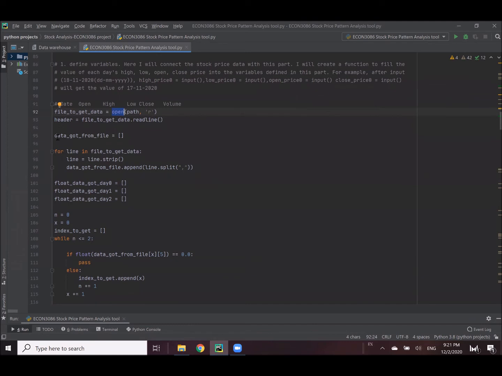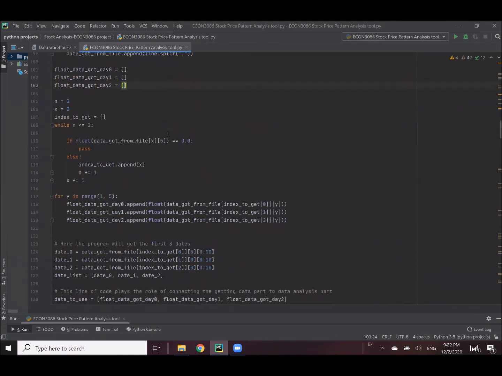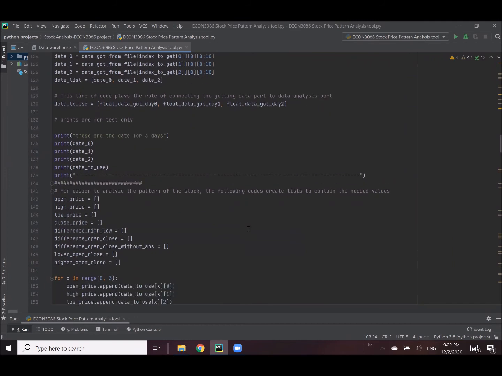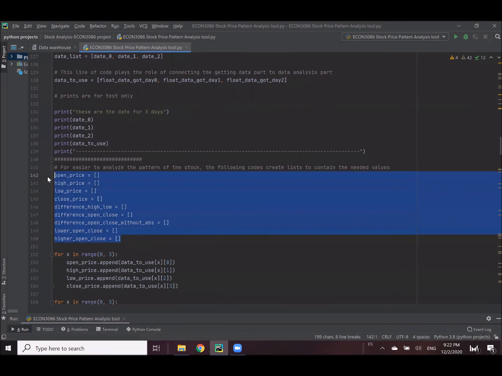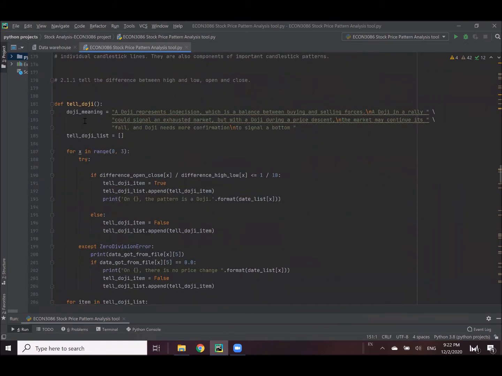First we read the headers, and we get the data into the list. We got the first 3 days price data and fill them into these 3 lists. And we will get the high price, the open price, the low price, the close price, the difference, and all that into these lists to make it easier for us to analyze the pattern in the following part.